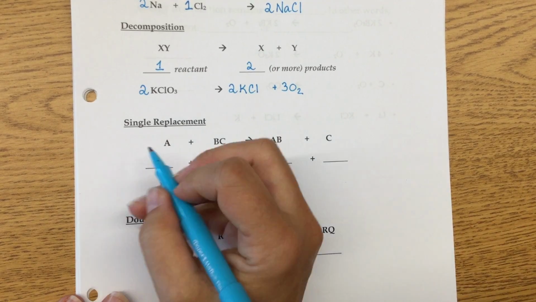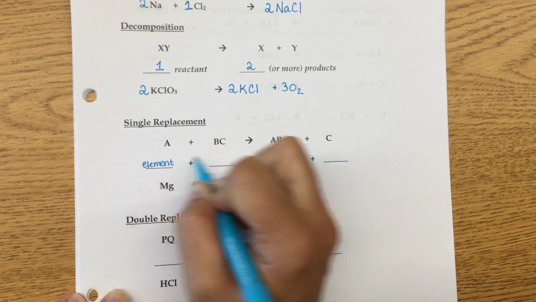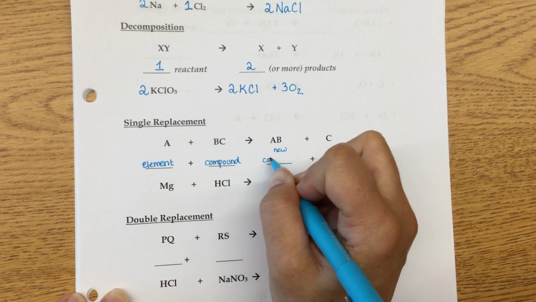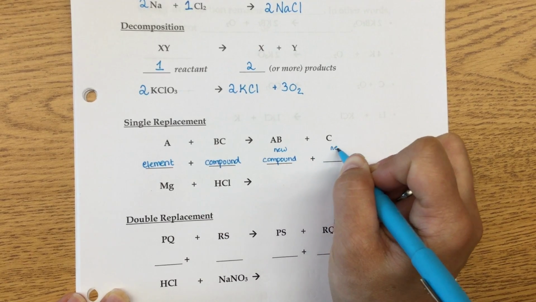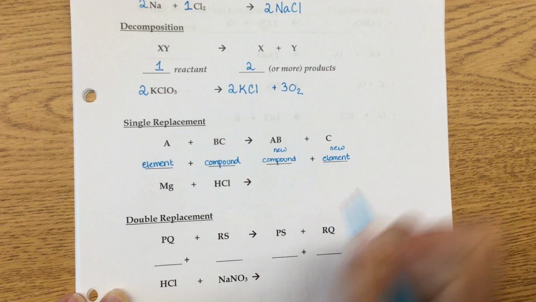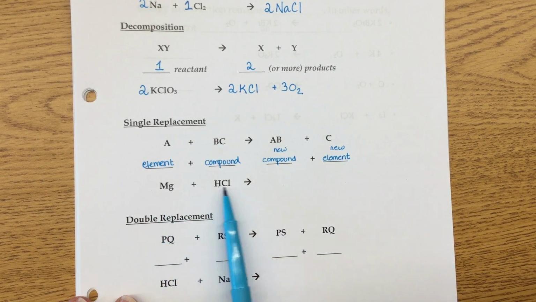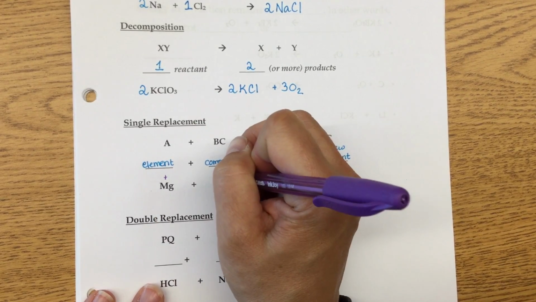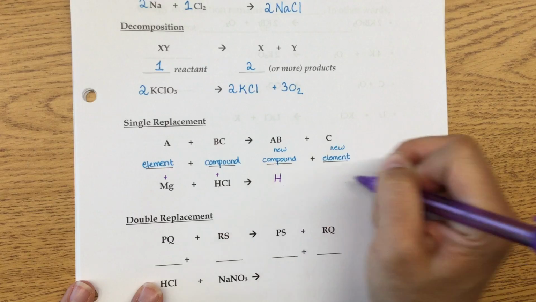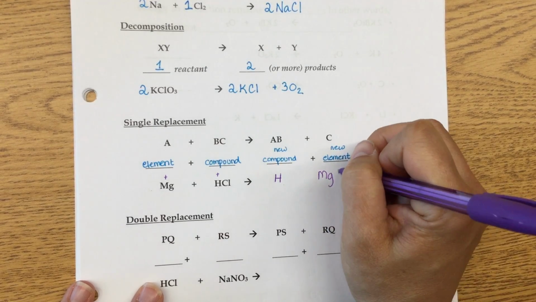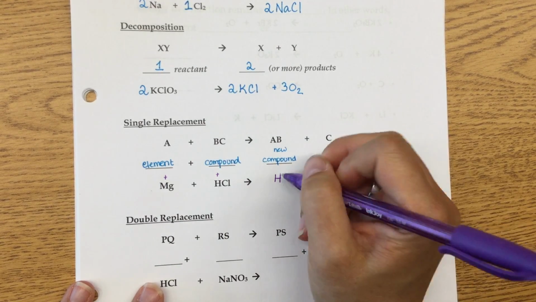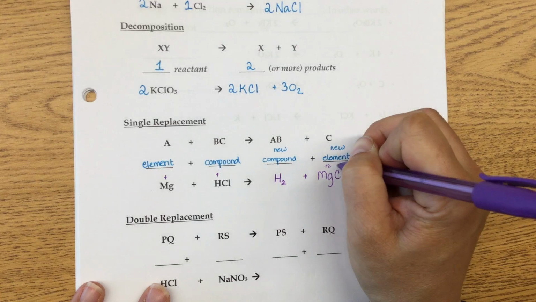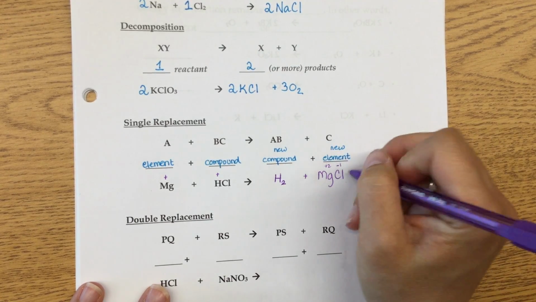Okay, single replacement. We have one element and a compound produces a new compound and a new element. So if we have magnesium and hydrogen chloride, we're going to swap these two. Magnesium is a positive charge, so is hydrogen. So hydrogen will be by itself, and magnesium will now be with the chlorine. Hydrogen is diatomic, so we have the little 2. Magnesium's charge is +2. Chlorine's charge is -1. We crisscross and combine, we get MgCl2.